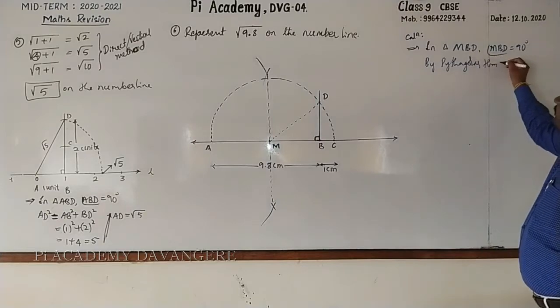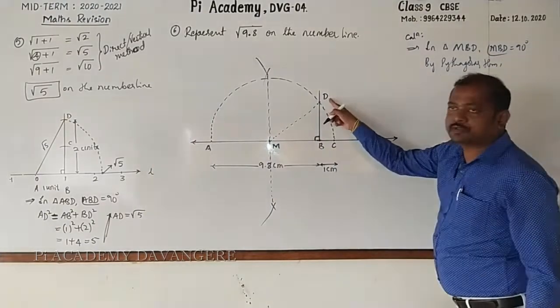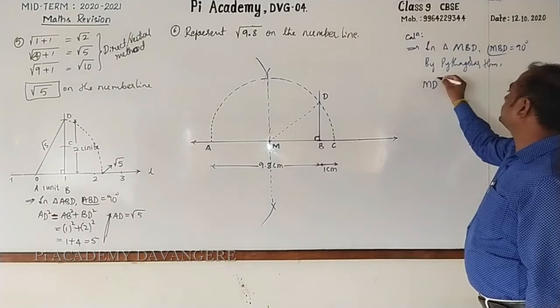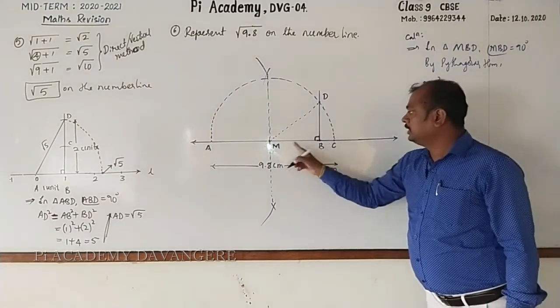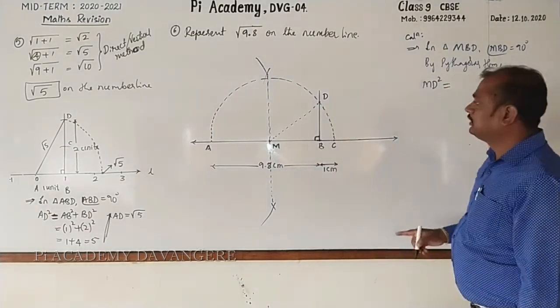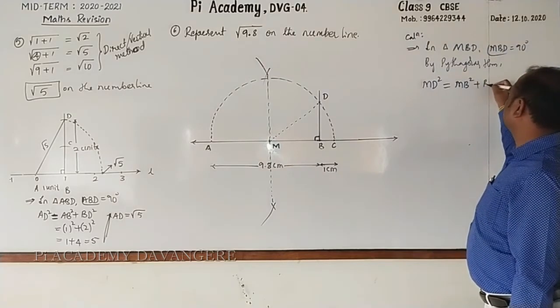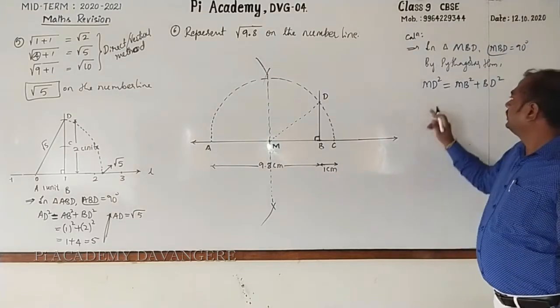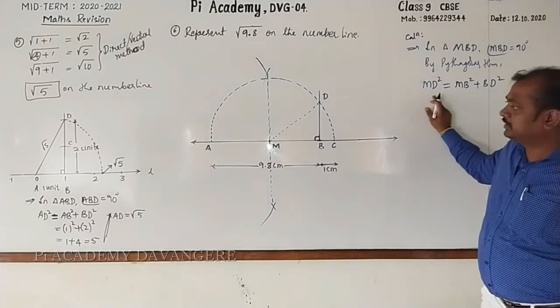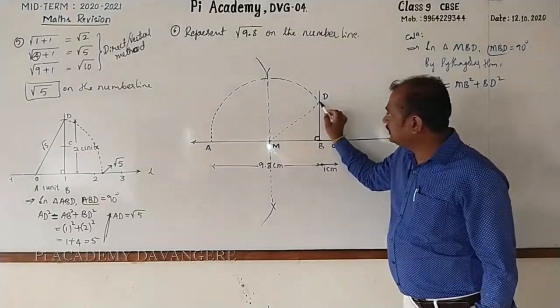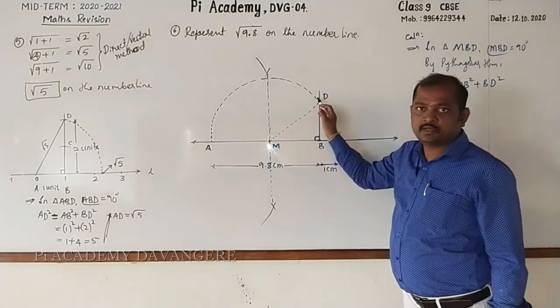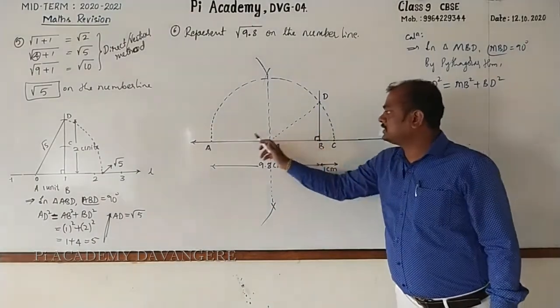By Pythagoras theorem, we can write MD square is equal to MB square plus BD square. Then what is MD? Look here. Is it not the radius of this semicircle? Yes.